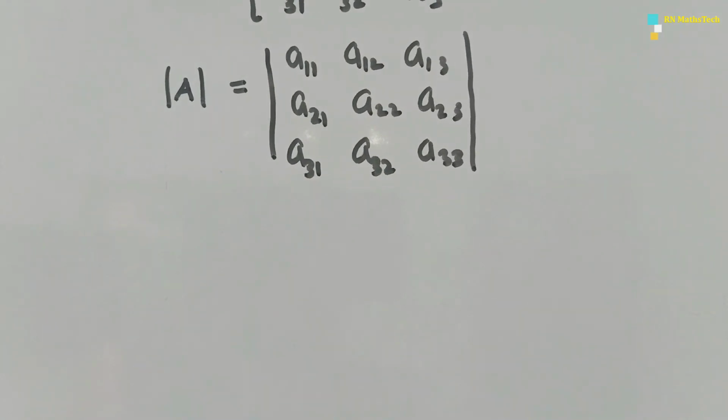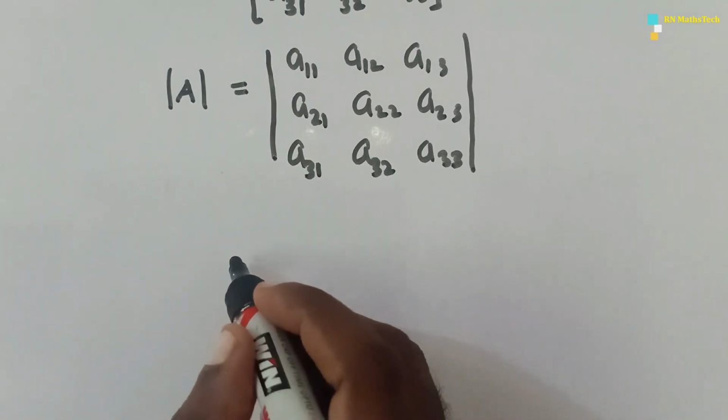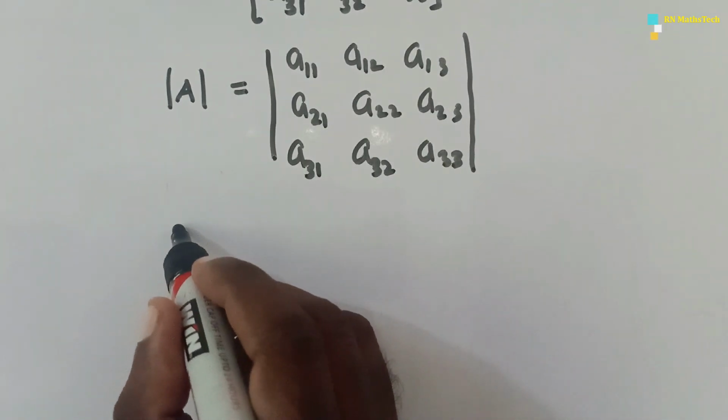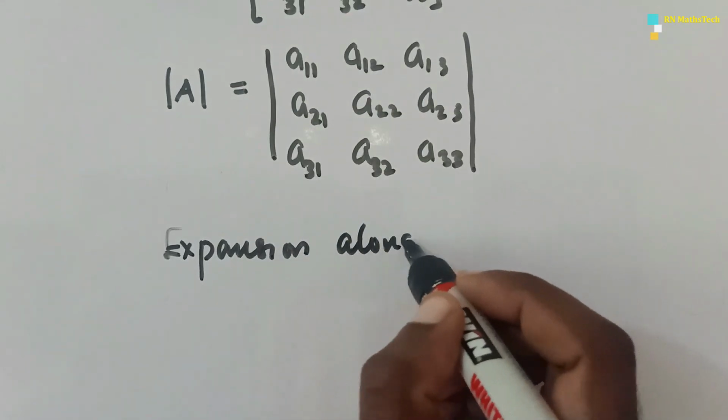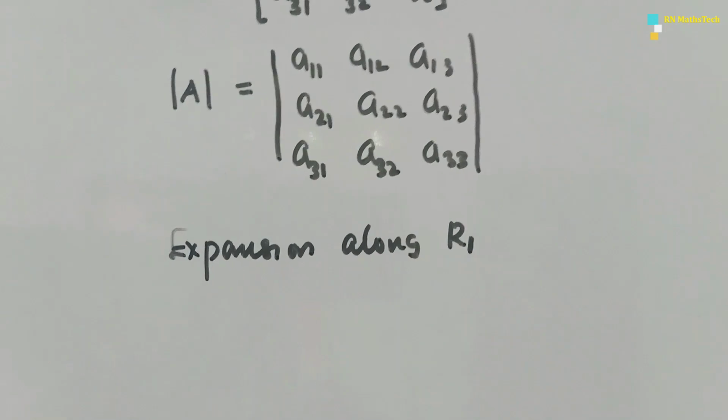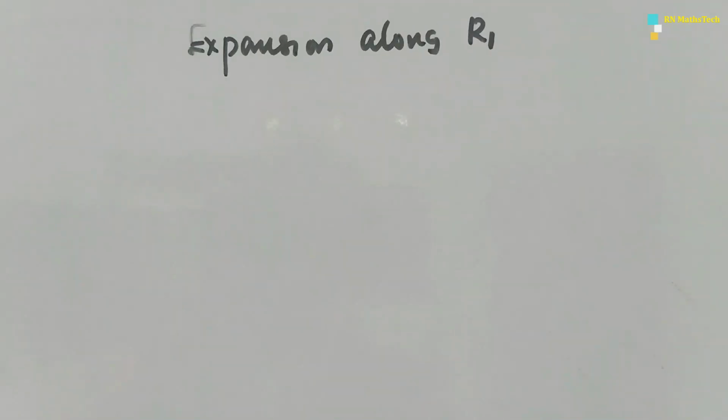Now we can expand the value of the determinant along the first row, along the second row, along the third row, or along the first column, the second column, or the third column. Now we consider the expansion along the first row.